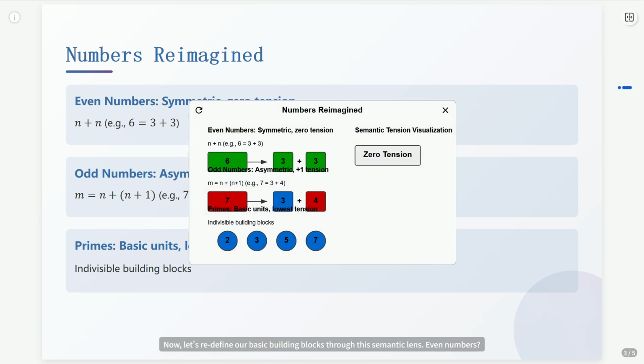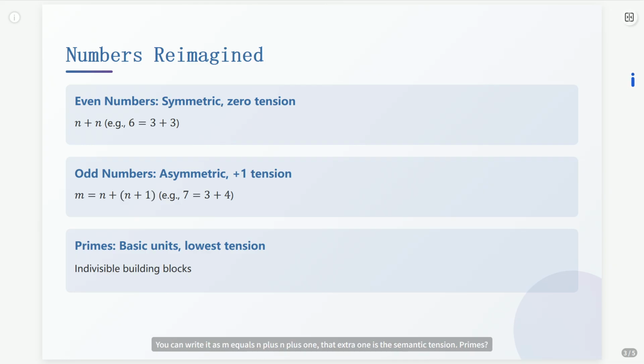Even numbers, they're fundamentally symmetric. Think n plus n. Perfectly balanced, zero internal tension. 7? That's an odd number. It's inherently asymmetric, always having that leftover one. You can write it as m equals n plus 1. That extra one is the semantic tension.